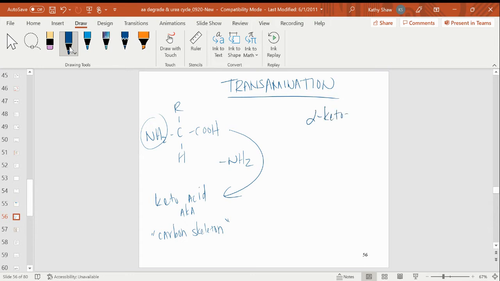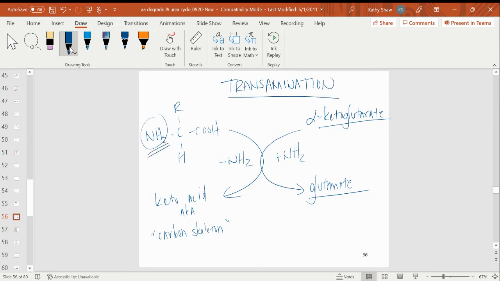The something that I put it on is alpha ketoglutarate. So look at alpha ketoglutarate as your amino group holder. When alpha ketoglutarate is holding the amino group, it becomes glutamate. When it's not holding the amino group, its name is alpha ketoglutarate. When it's holding the amino group, its name is glutamate.